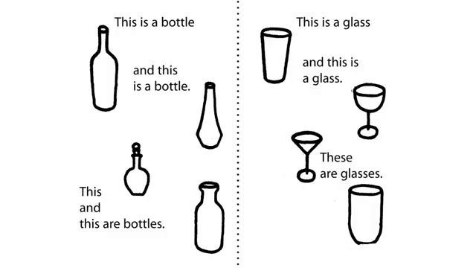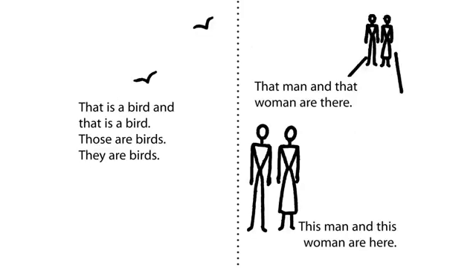This is a bottle, and this is a bottle. This and this are bottles. This is a glass, and this is a glass. These are glasses. That is a bird, and that is a bird. Those are birds. They are birds. That man and that woman are there. This man and this woman are here.